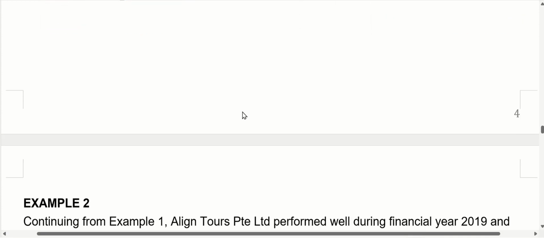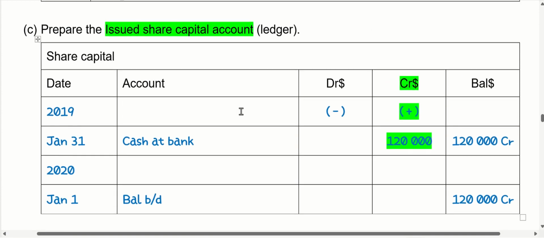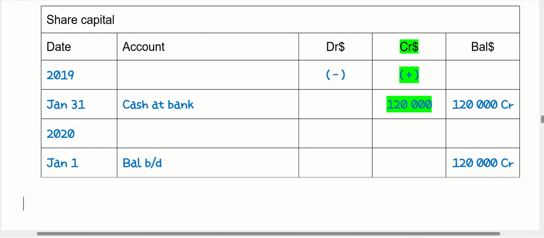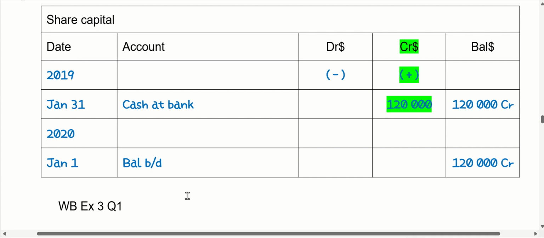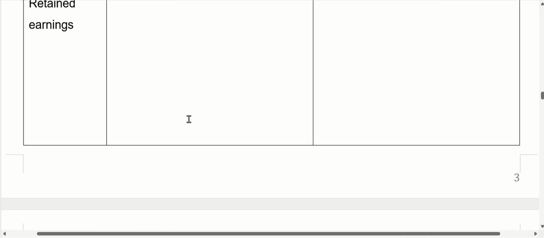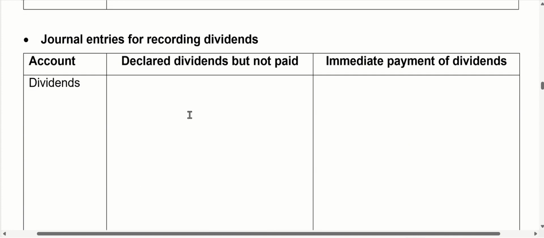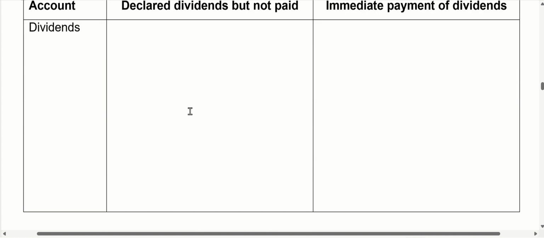All right. If you are done with copying, I'm done with example 1, 2. You can try this question. You can try the workbook questions. You can try workbook exercise 3, question 1. All right, and I am going to move on. So you can pause if you need to copy.